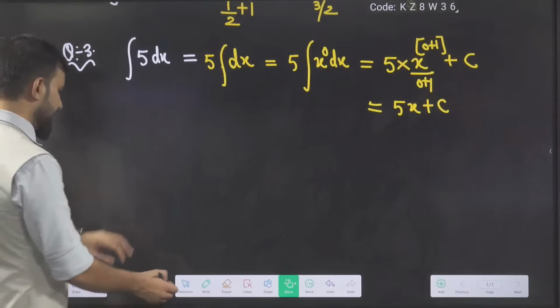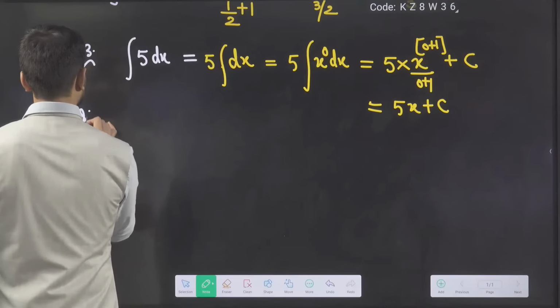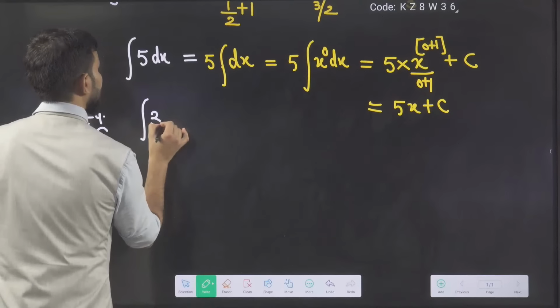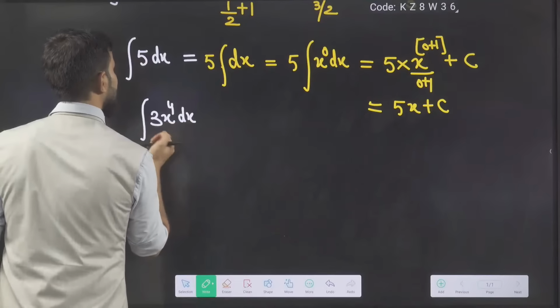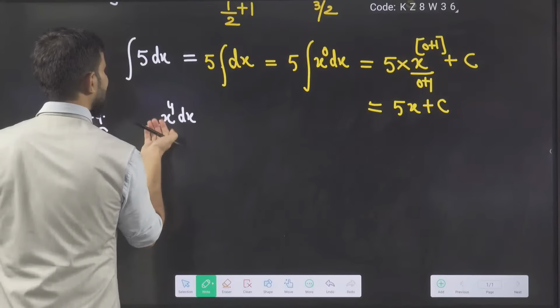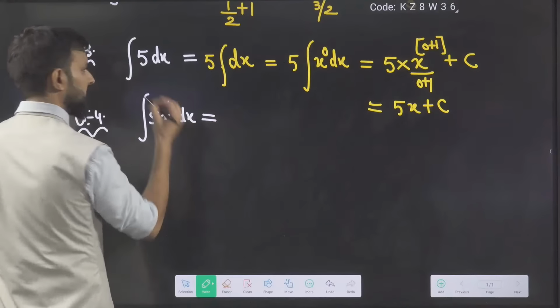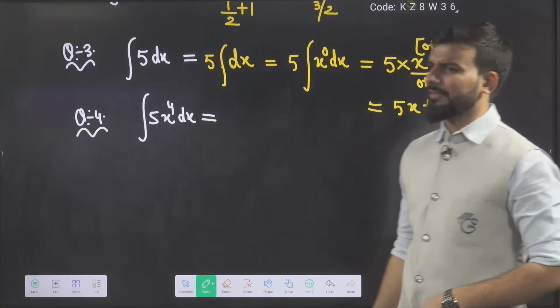Now next, let's come back to the next thing. You are having something like this. Now next: 3x power 4 dx. Actually, you do this one, 5 x power 4 dx. Tell me the answer of this. Simple, I'm asking, not difficult.